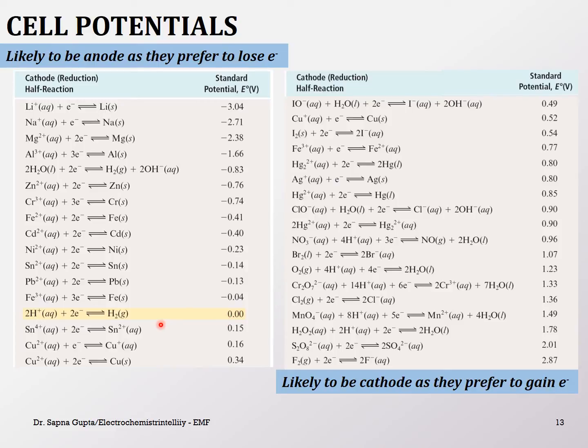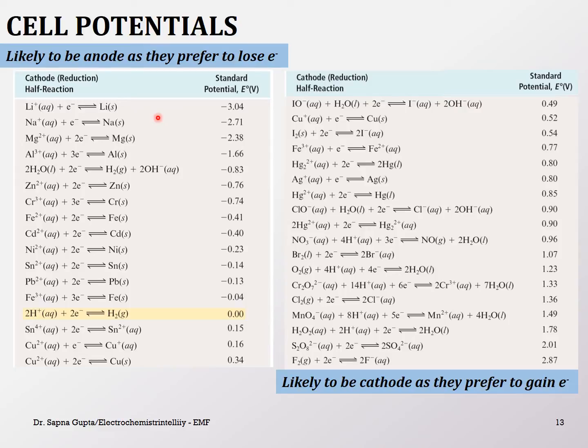And then everything else below hydrogen is going to be positive, okay? Above hydrogen was negative, and below hydrogen is all positive. Now, the best way to read this chart, okay, is what I've written for you here in blue: if you have lithium, lithium would rather lose an electron than gain an electron.